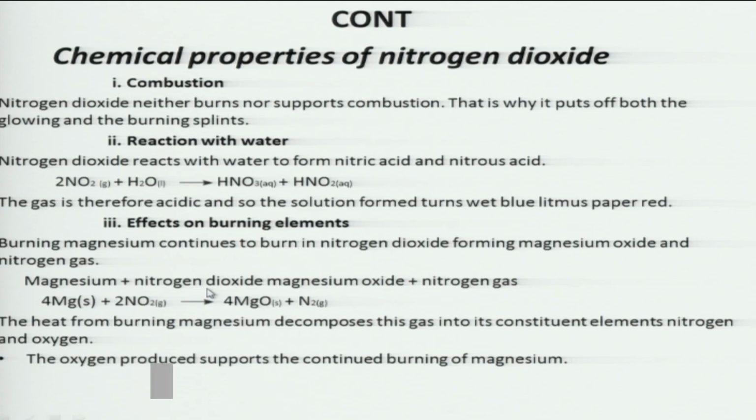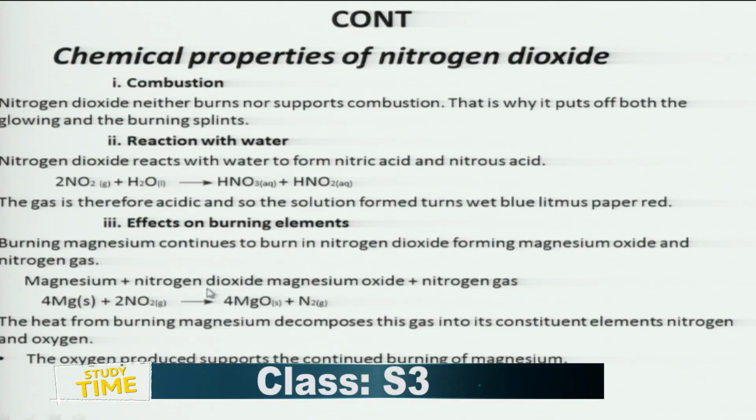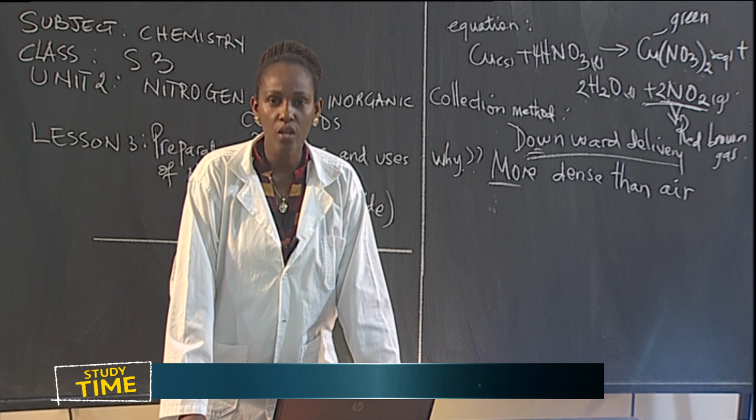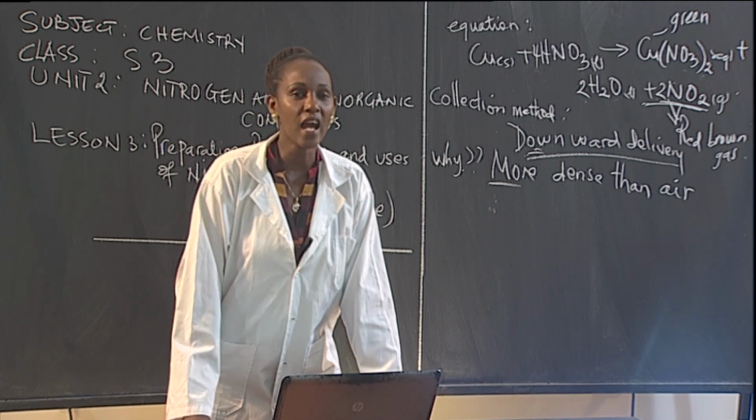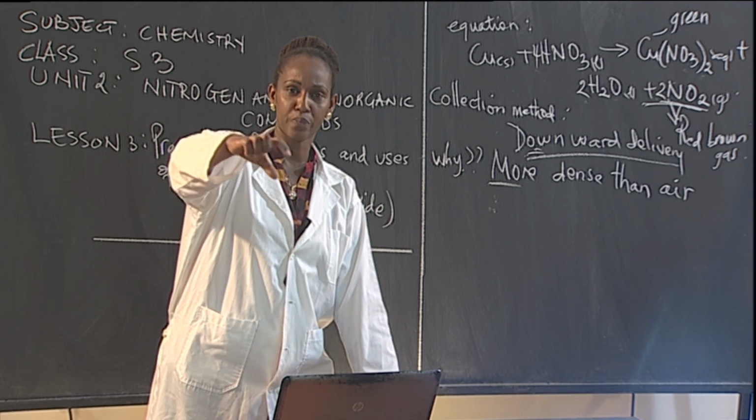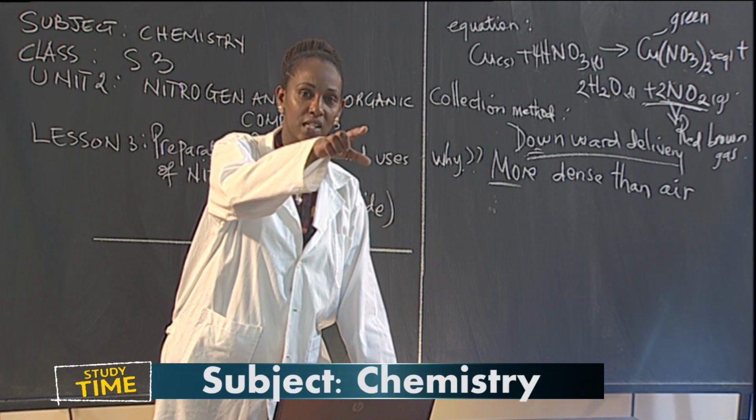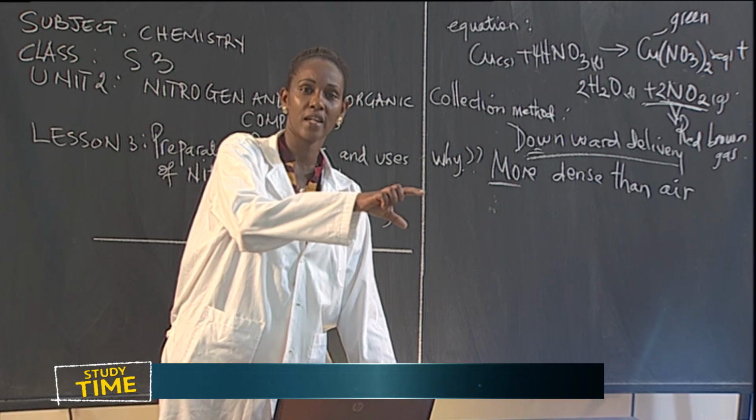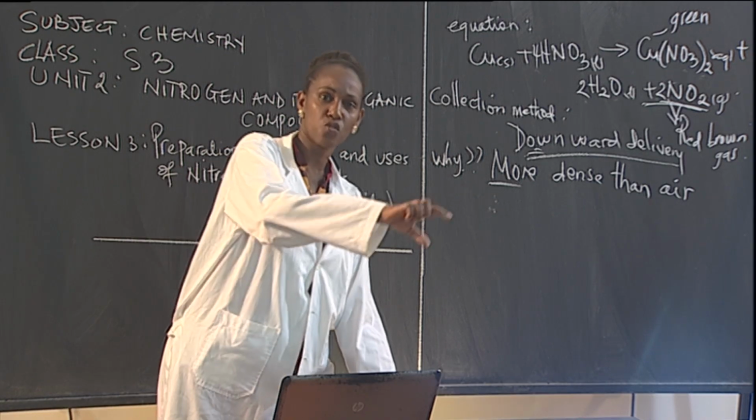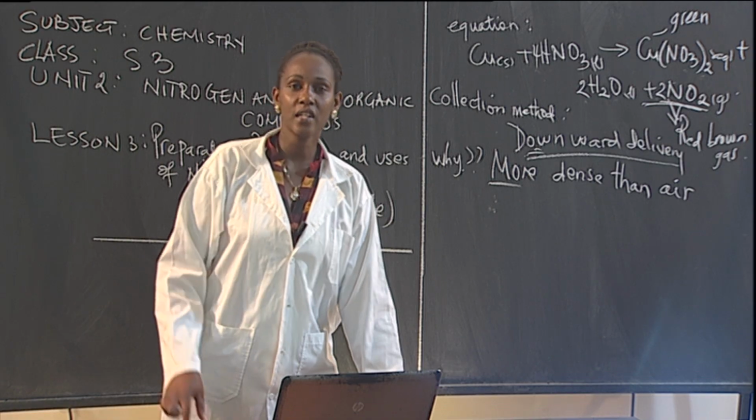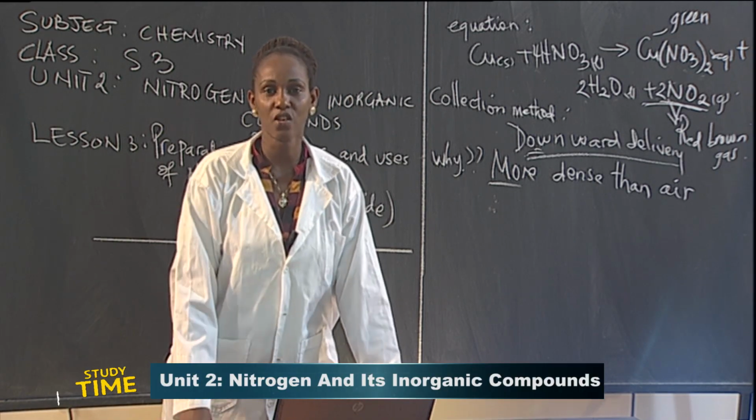Why do you think that burning magnesium will continue to burn in nitrogen dioxide? We said when a burning splint is introduced into nitrogen dioxide, it goes off. But in the case of magnesium, we are saying when magnesium is burning, it will continue to burn in nitrogen dioxide. Why do you think so?